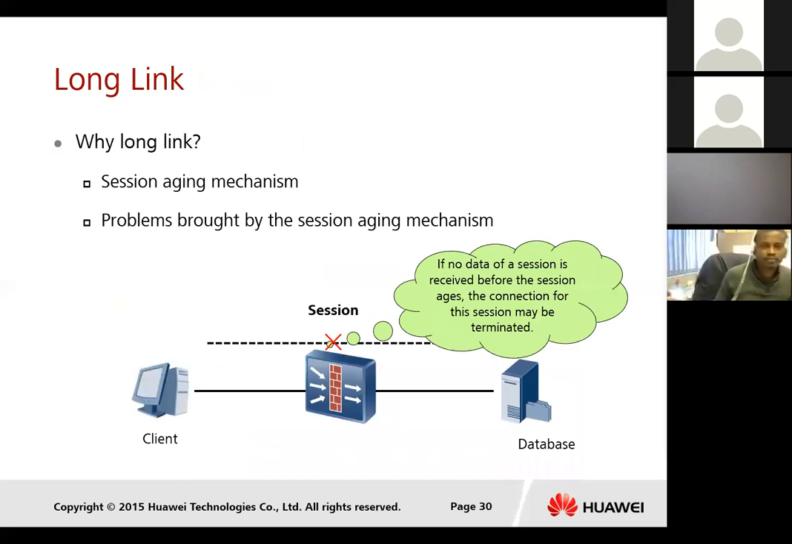The next one is on the long link. Why the long link? Session aging mechanism and the problem brought by the session aging mechanism. Every single session is built by the firewall. They will not be kept for long, maximum 10 minutes, 20 minutes. But the protocol states that if no data of the session is received before the session aging, the connection for this session may be terminated.